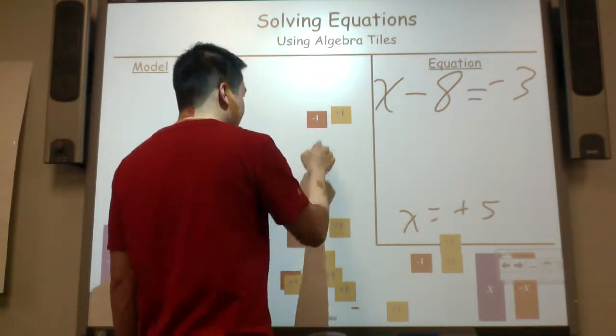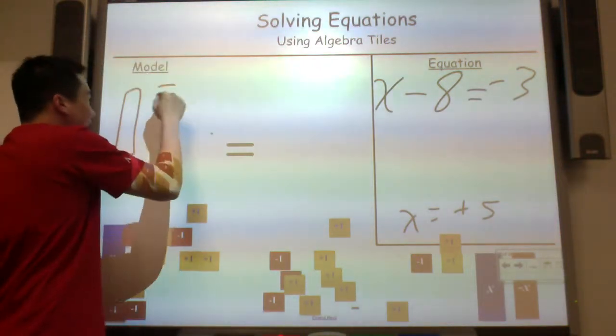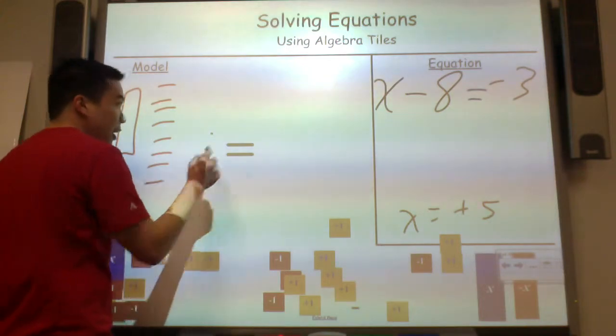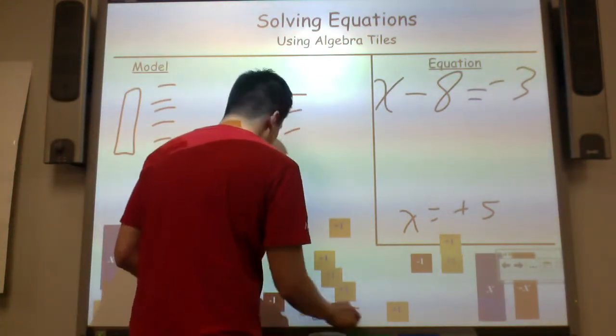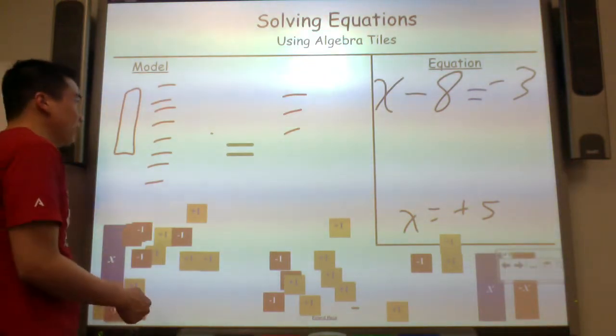All right, what did I just do there? All right, so we have x. We have 8 negatives, and 3 negatives on the other side. I need to get rid of these. I need to isolate x. He wants to be by himself.